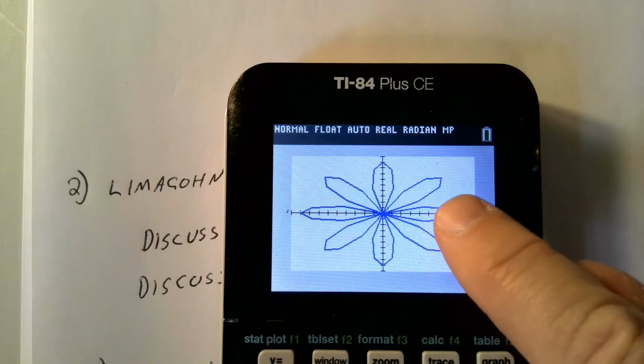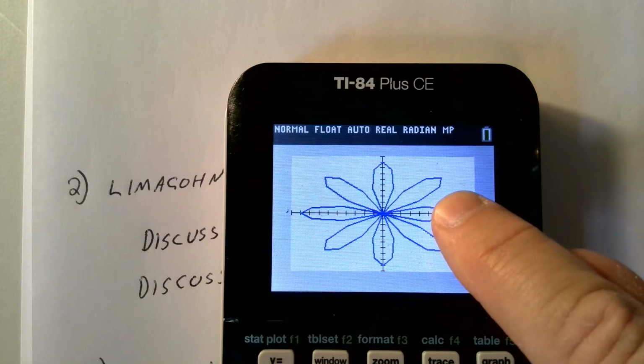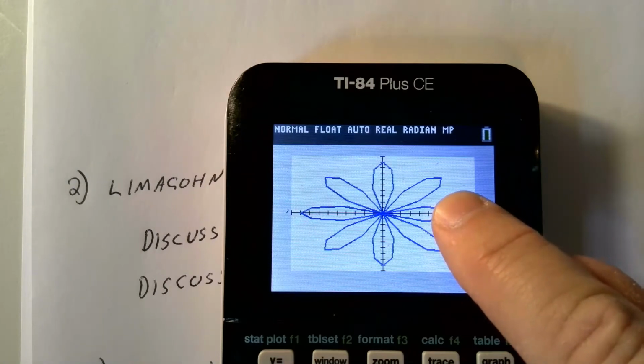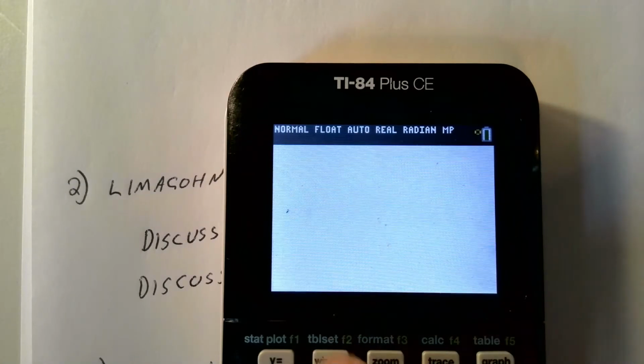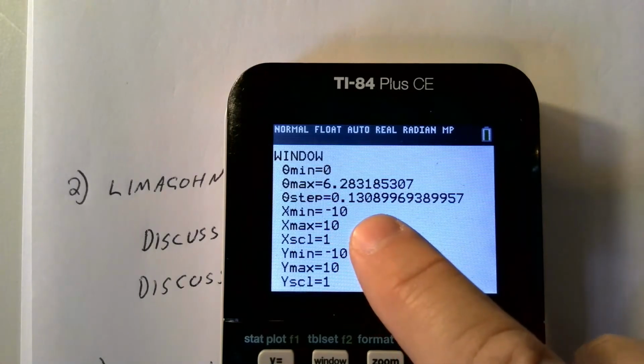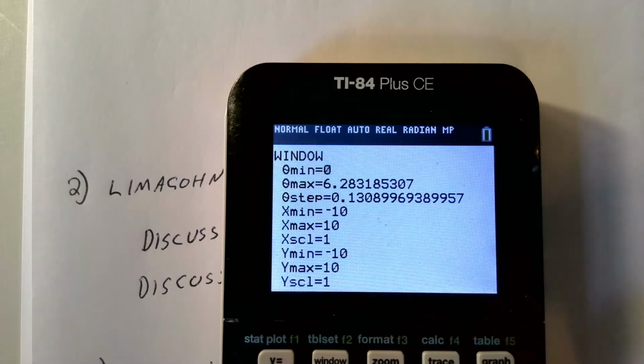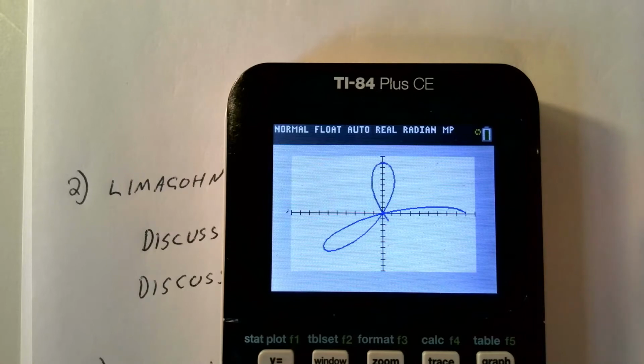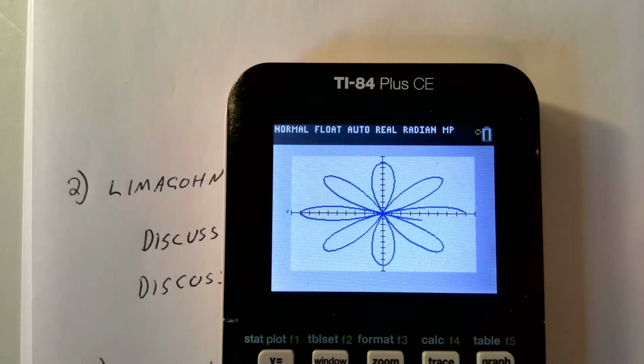Now, you'll notice that some of the edges are a little jagged, and I know mine's going to graph a little bit faster than some of the other ones. So take a look at it again for our window. Mine's going from 0 to 2 pi. It's going up by 0.13. If I change this 0.13 to say 0.05, and hit graph, you'll see that it smooths it out a little bit, makes it a little bit nicer.